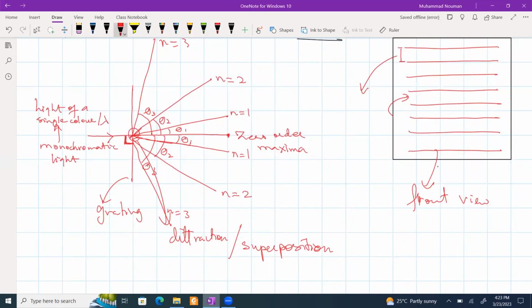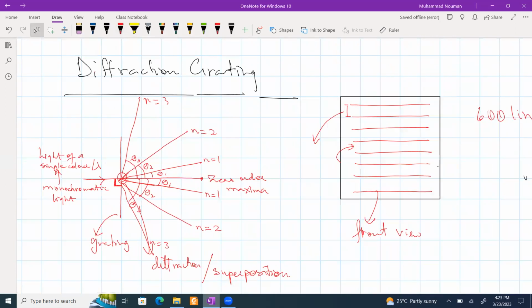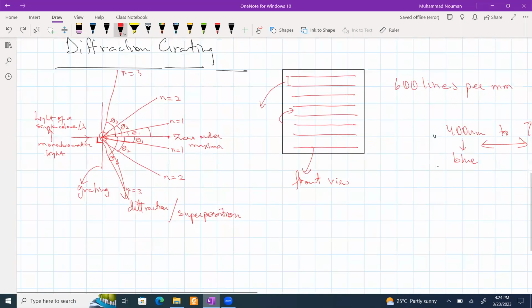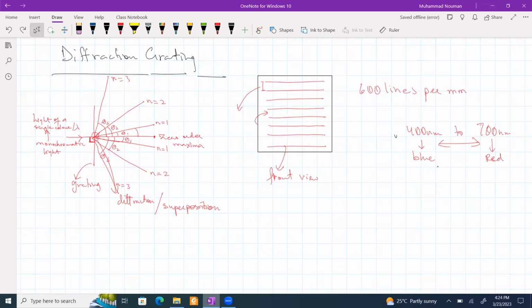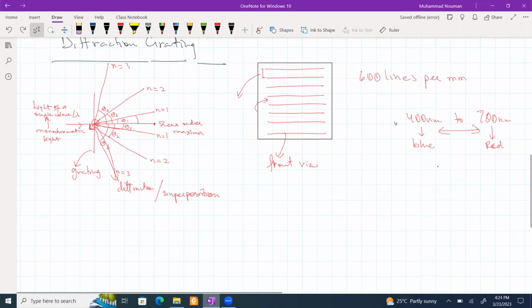So a number of orders are formed. Purposely, I did not keep this angle and this angle equal to each other. The first angle increases by a smaller magnitude, the second angle increases by a larger magnitude, even the third larger than before, and this goes on and on. So this is the pattern we obtained by using a diffraction grating. And now we are going to study a formula that is used to do the calculation. The formula is very simple.